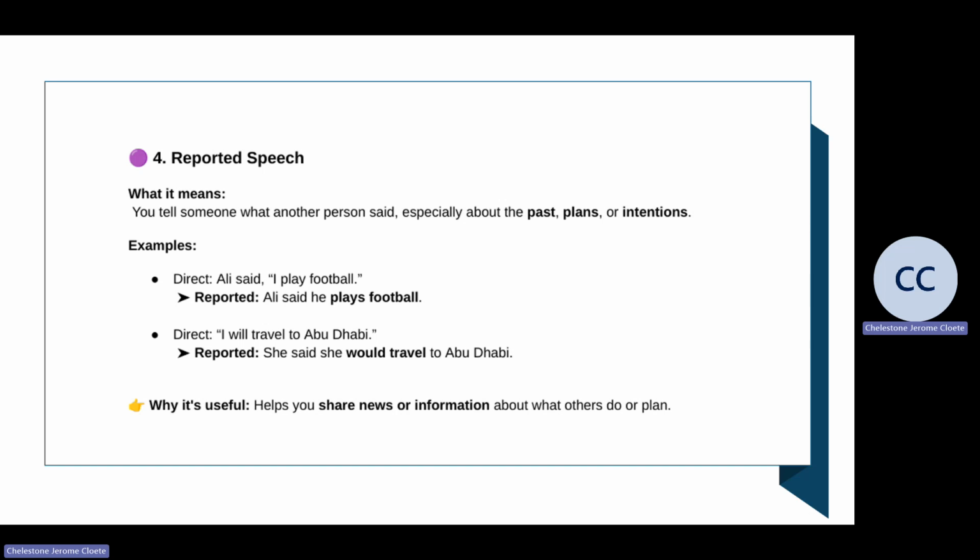All right. So reported speech means you tell someone what another person said, especially about the past, about plans or intentions. So when we write in reported speech, you should remember that now we start to tell someone what someone else said. All right. So, examples.